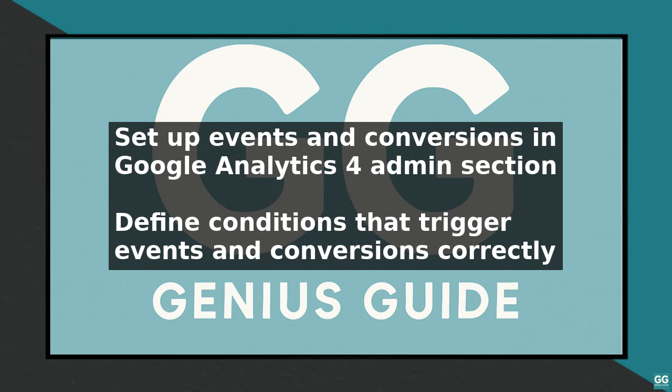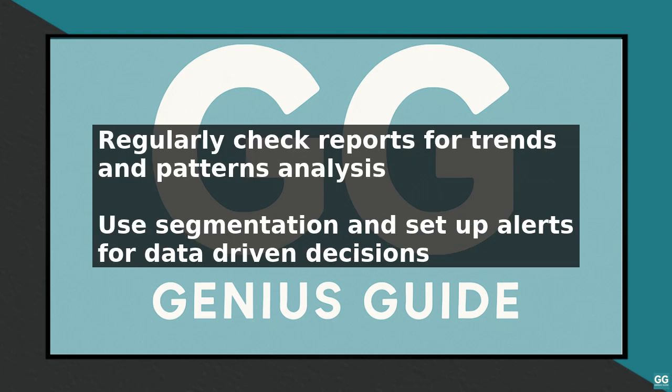To set up events and conversions, navigate to the admin section in Google Analytics 4 and click on Events or Conversions. Here, you can create new events or conversions and define the conditions that trigger them.